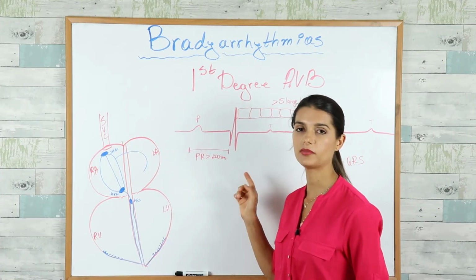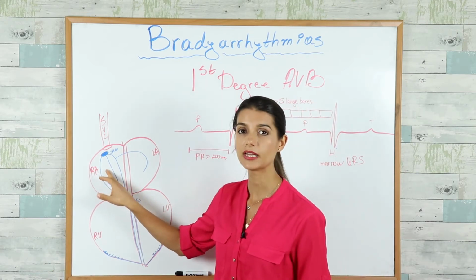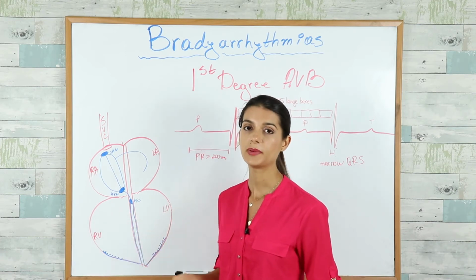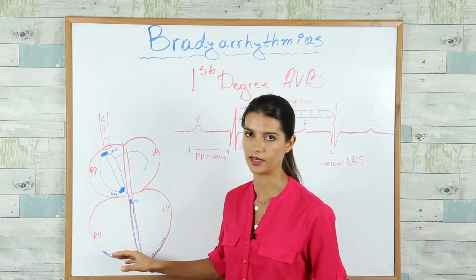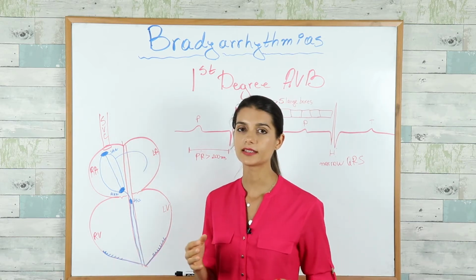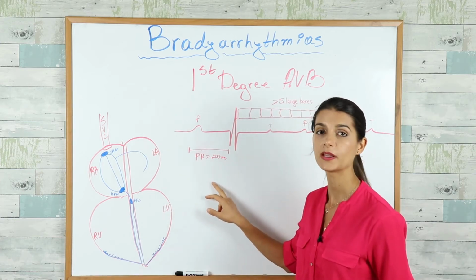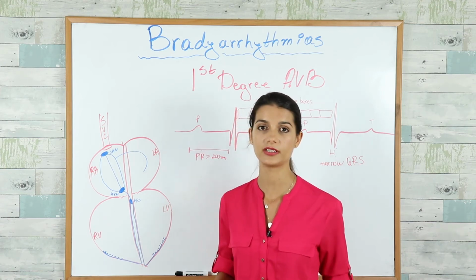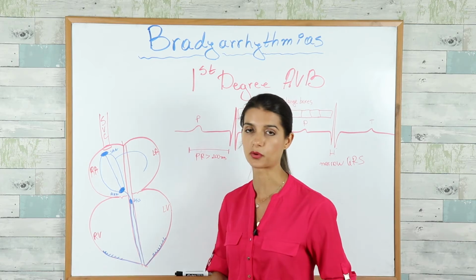In first degree AV block, what happens is that the impulse that is generated in the sinoatrial node gets conducted to the ventricles, but much slower. Basically, there is a conduction delay in the conduction of the electrical impulse. So this delay in conduction will result in increased PR interval on EKG. Also keep in mind that in sinus bradycardia there is no conduction delay, so the PR interval will be normal.